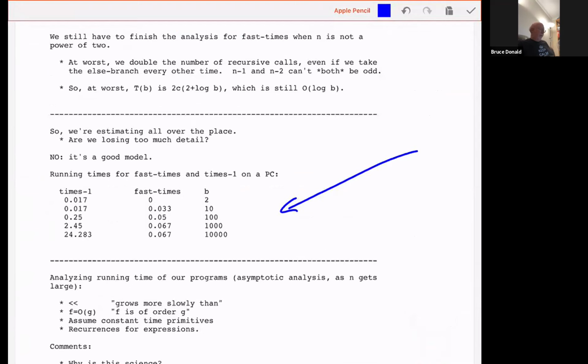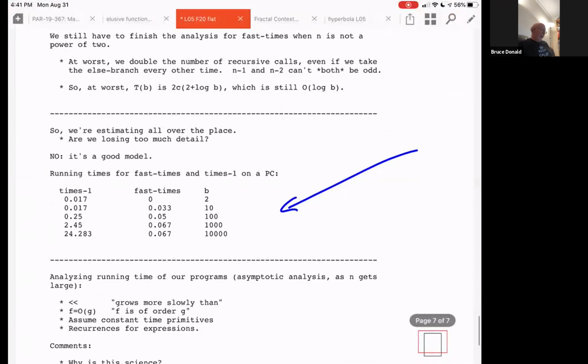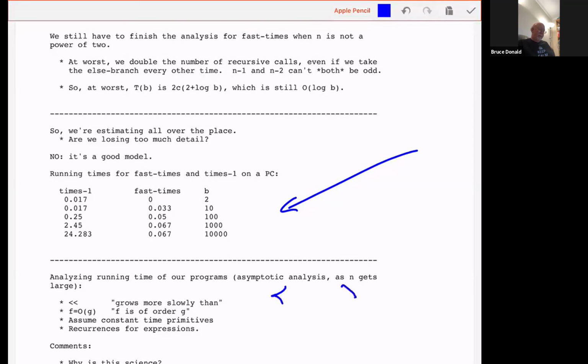So to summarize in the last couple of minutes, we did a lot today. We saw techniques for analyzing the running times of our programs, right? Asymptotic analysis when n gets large. And we first saw something really from analysis in mathematics: grows more slowly as, \prec in LaTeX, scripty less than. And based on that idea, we have order notation. F is of order G, right? F equals order G, if you will.